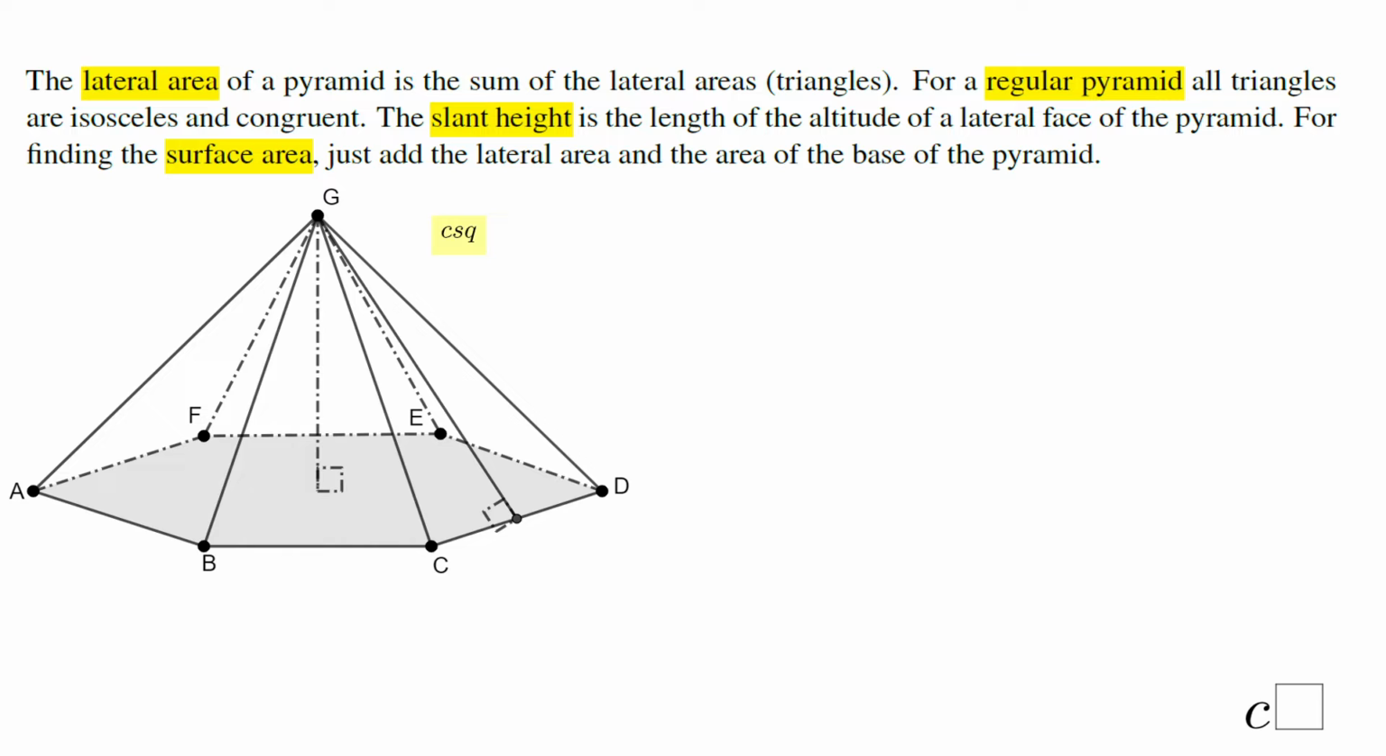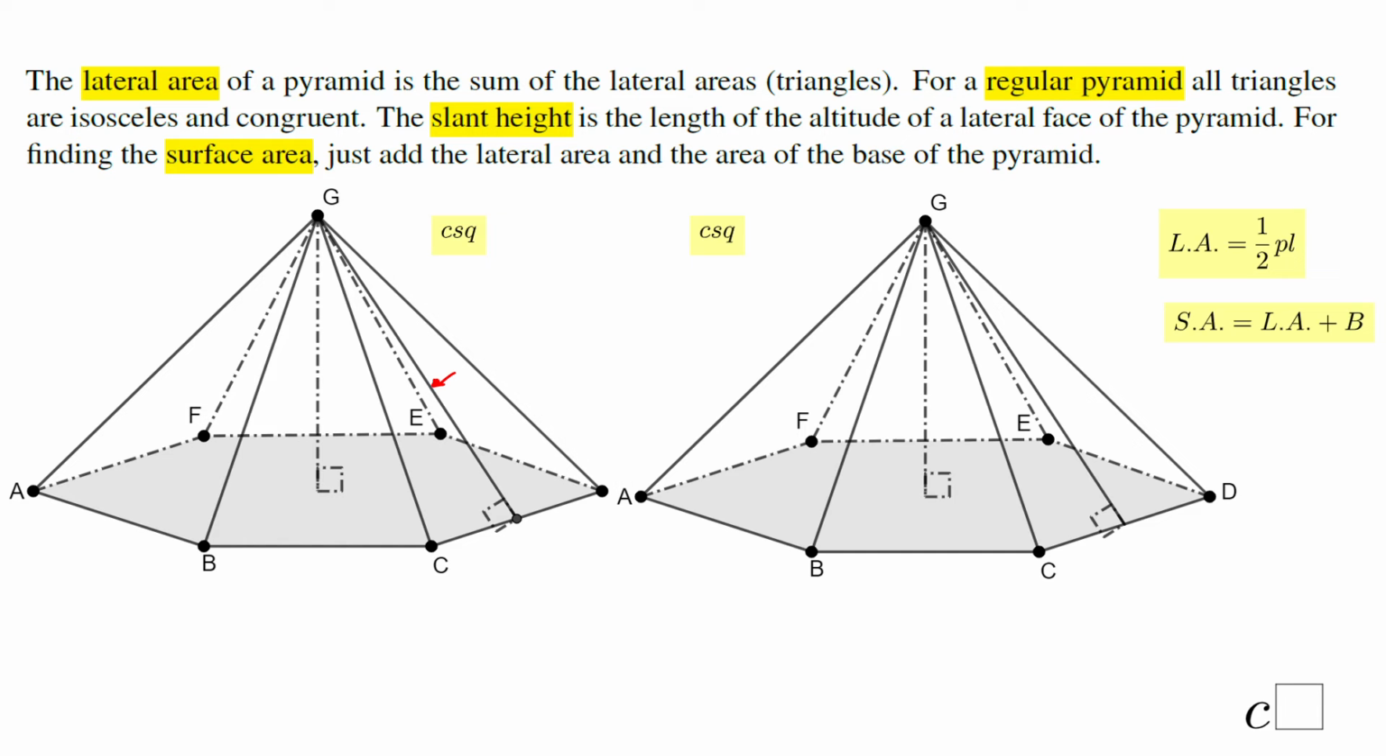Another thing that you want to be aware of is that the height of the triangle is called the slant height. Like this segment you see here, this is what we call the slant height, which you need to find the area of one triangle and then multiply by how many triangles. However, there is another way to do it, which you see right here.